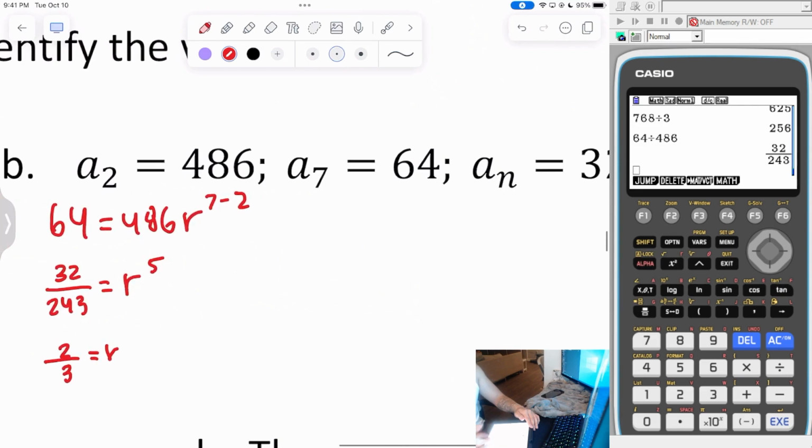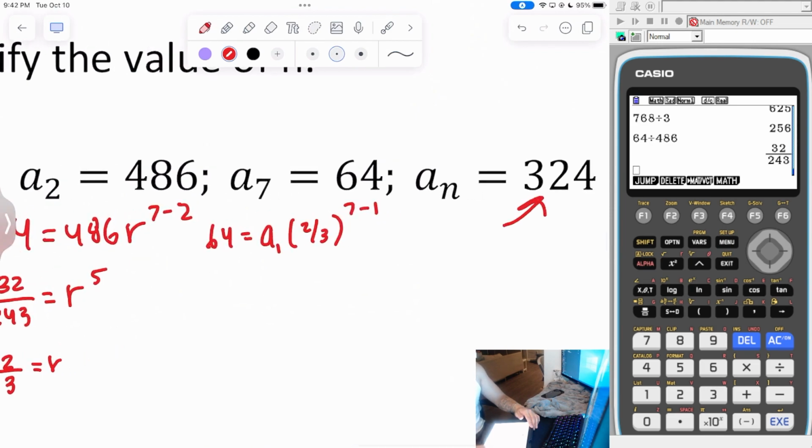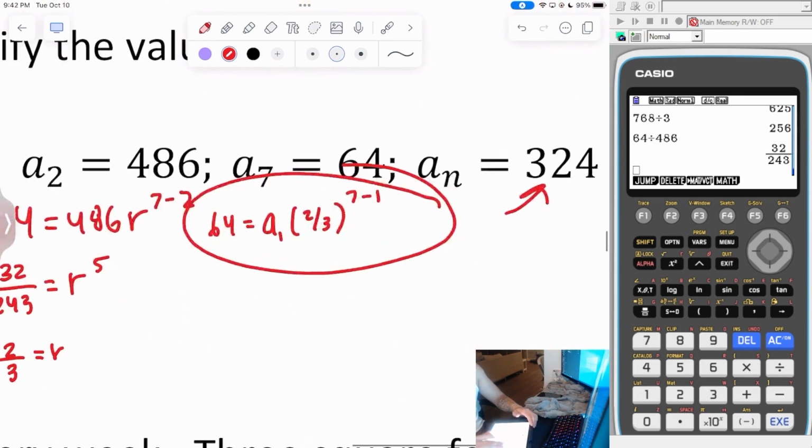Now that I know what r is, I can plug this back into the first equation. I'll say a sub n, some arbitrary one, but let's pick this one. We'll say 64 equals a sub 1 times 2/3 to the power of 7 minus 1. Of course, you can start plugging this in to figure out n right now, but I want to do all of the steps just in case they ask you for extra information. It's better off to figure it out this way. If you don't know what I mean, don't worry about it. Just continue to do the same steps we did here.